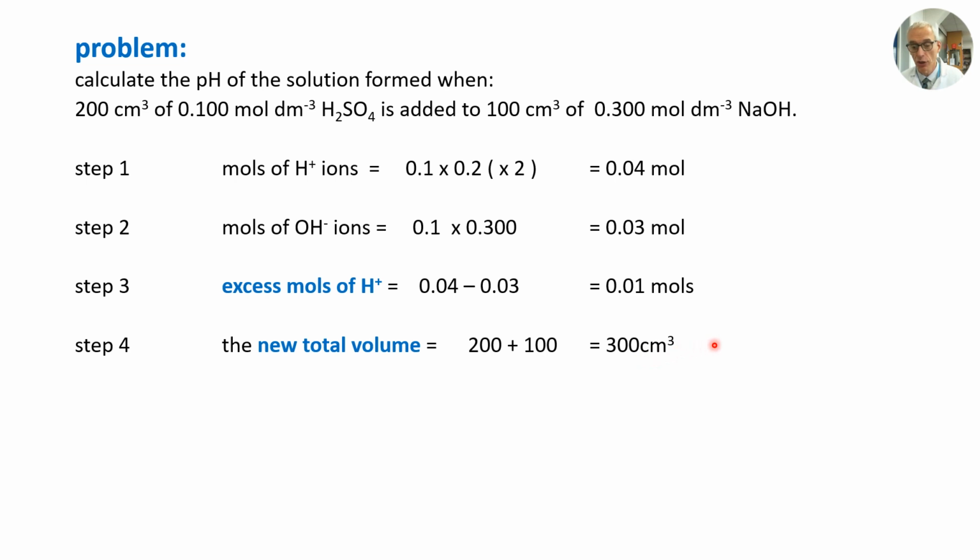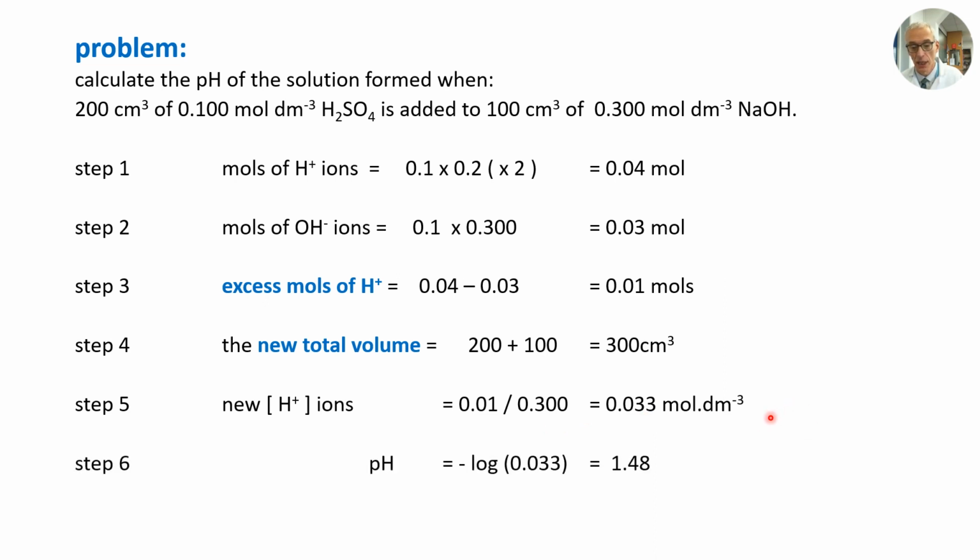What is the new total volume? 200 plus 100, 300 centimeters cubed. Work out the new concentration, that is the numbers of moles of hydrogen ions in excess divided by the new volume in decimeters cubed, comes to 0.033 moles per decimeter cubed. Put that concentration into the pH definition to achieve a pH of 1.48.